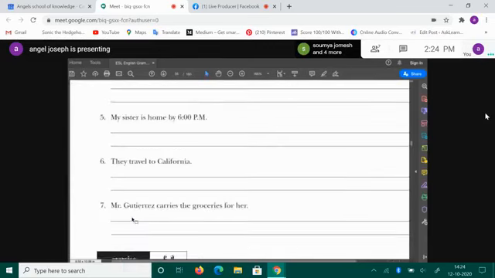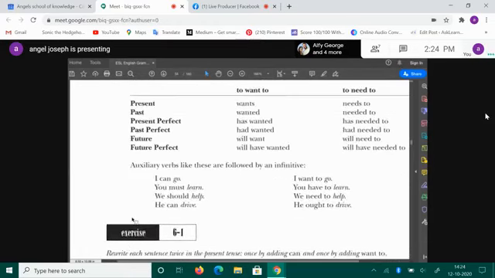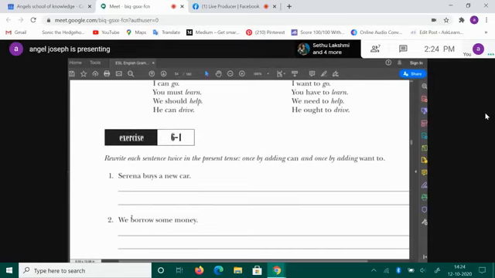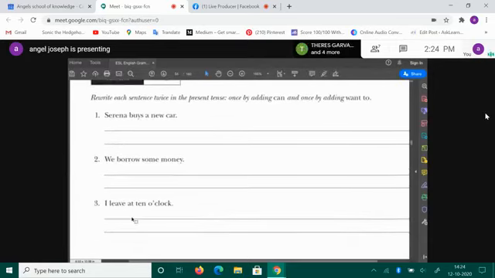Let's look at a few exercises here and close this chapter. The sentence here is Serena buys a new car. We have to do two things here. The first sentence that you'll make, you have to use the word can. And the second sentence, you have to use want to. Let me help you out here. Serena can buy a new car. That's the first sentence. The next sentence will be Serena wants to, W-A-N-T-S, wants to buy a new car.